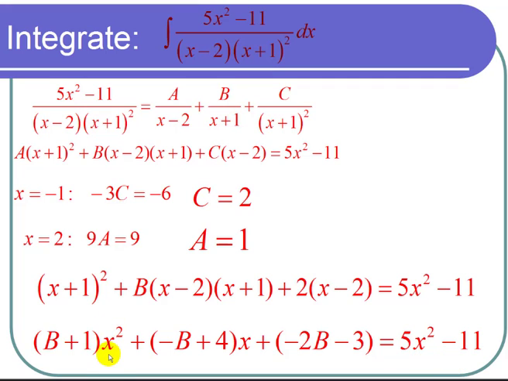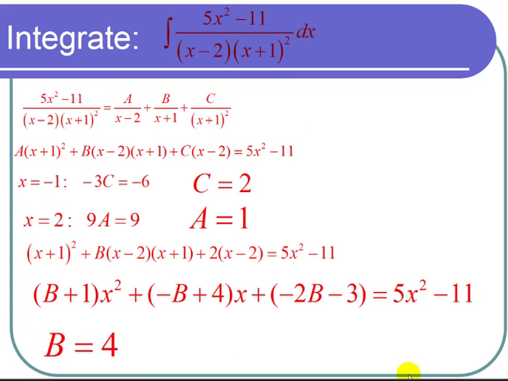So notice in particular the x squared coefficient is B plus 1 on this side, it's 5 on this side. So if I set B equal to 4, then I'll get 5x squared. And note, by the way, at B equals 4, I get 0x, and I get minus 11, like I expect to get. So B equals 4.